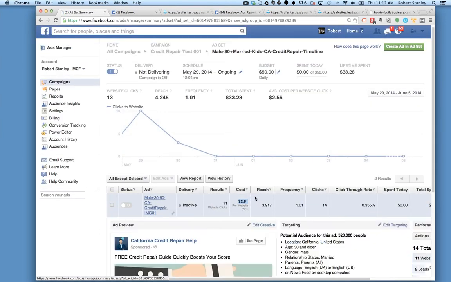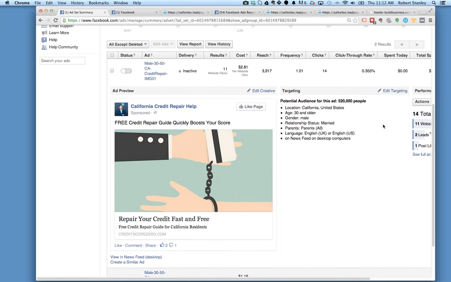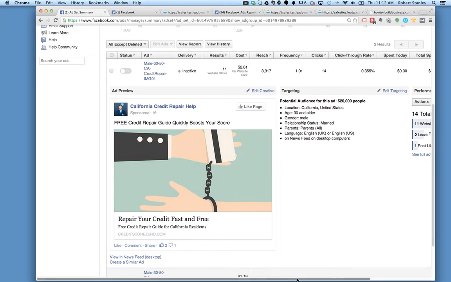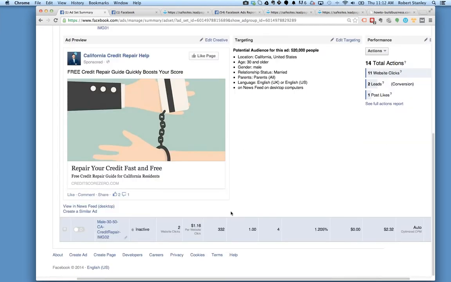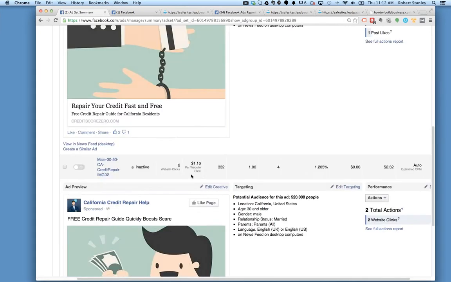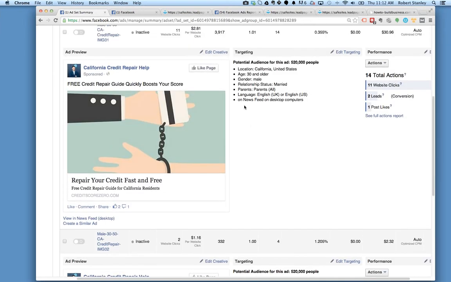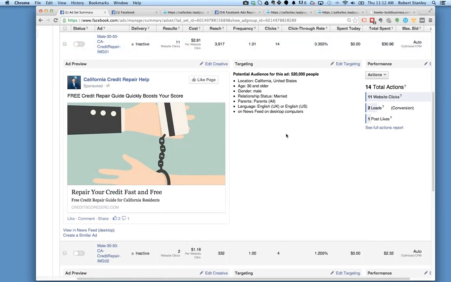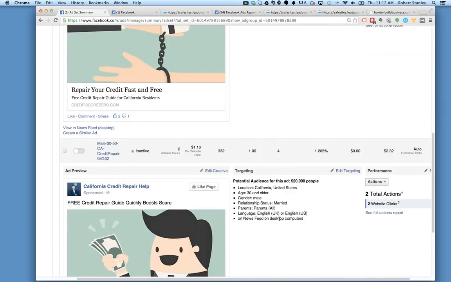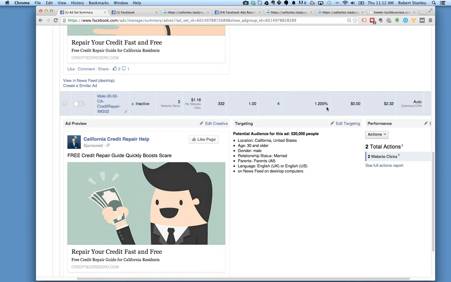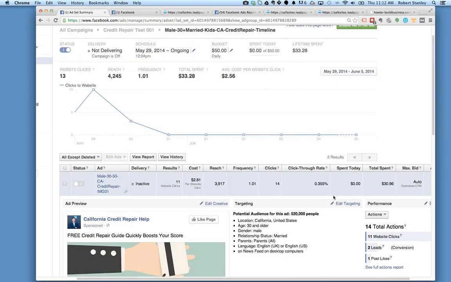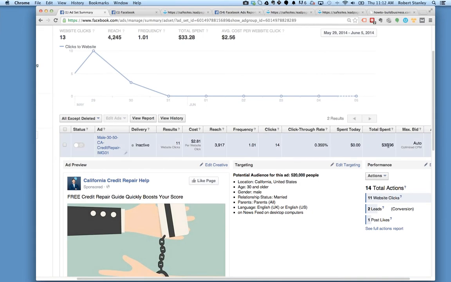What's interesting about that is that Facebook, kind of like Google AdWords, automatically sends more of the traffic to the one that starts getting the clicks. This one had a few clicks, but this one got more immediately, so they stopped sending traffic to the other one. The only way I can try to replicate this 1.205% is by creating a whole new ad set, which I did, and I'll show you in a minute.